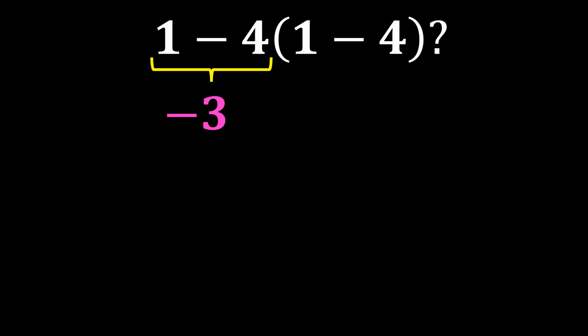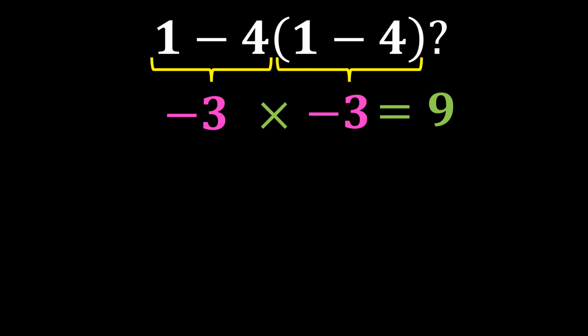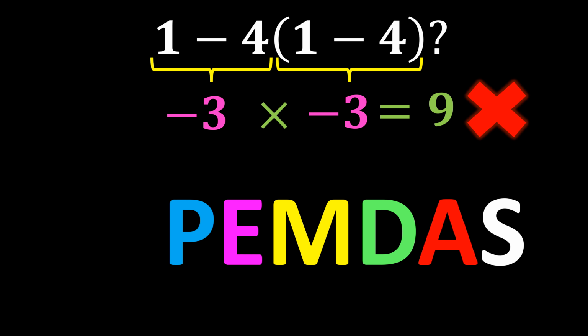1 minus 4 equals negative 3, and again 1 minus 4 equals negative 3, and multiplying negative 3 by negative 3 gives 9, but this answer is wrong because we didn't follow the PEMDAS order of operations.